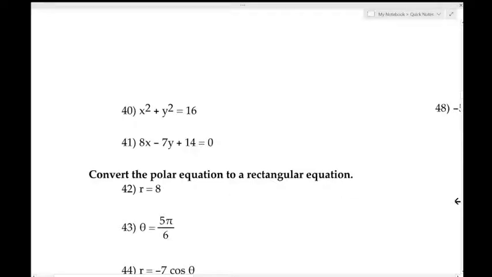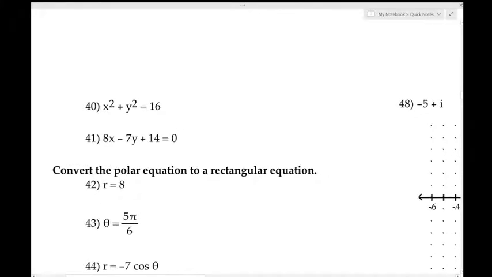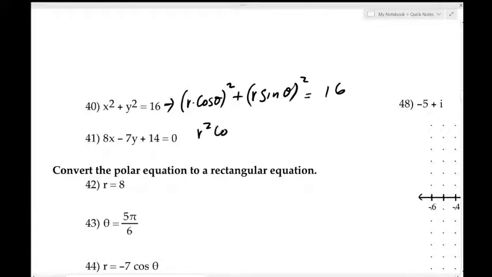Number 40, and it is the same directions, which is to turn this into polar form. So we have (r cosine theta) all squared plus (r sine theta) all squared equals 16. Since these two are being multiplied, we can easily say r squared cosine squared plus r squared sine squared of theta is equal to 16.